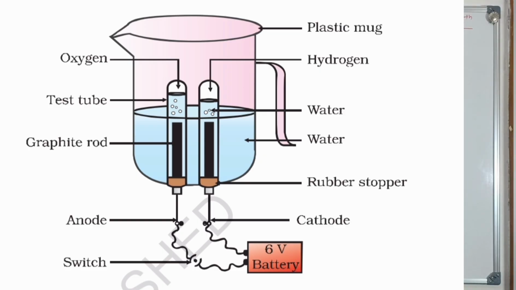The diagram shows the electrolysis of water. In this reaction, first you have to take the plastic mug, then insert the carbon electrodes with the help of stoppers, then connect these electrodes to a 6-volt battery, then fill the beaker with water.